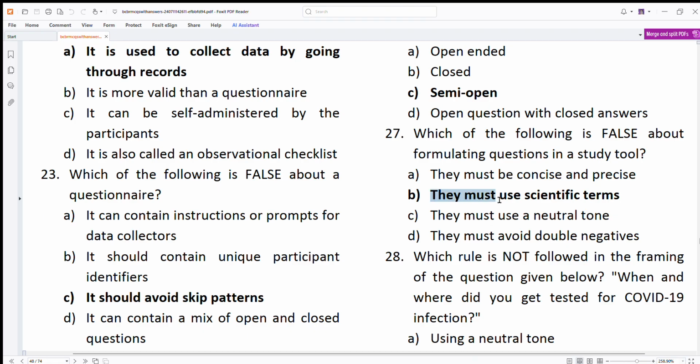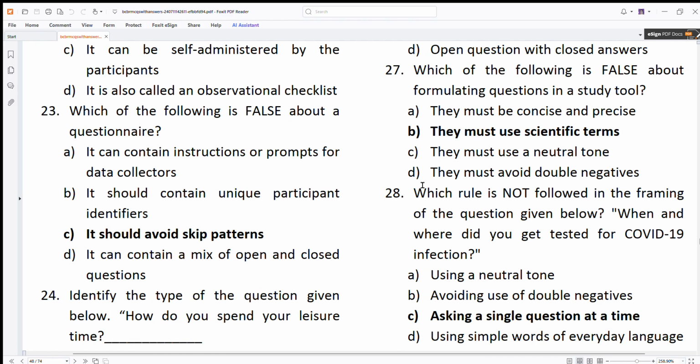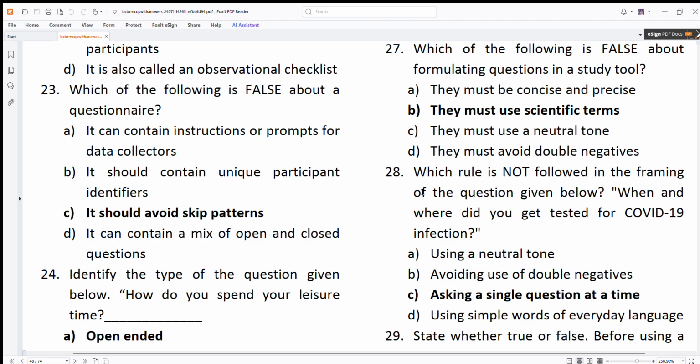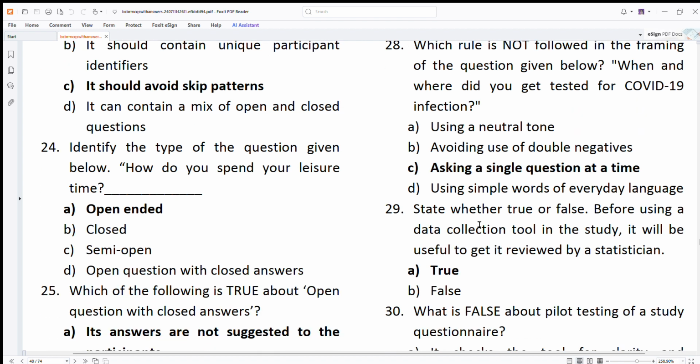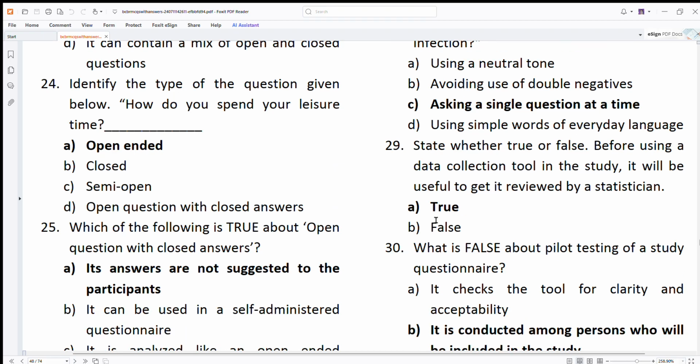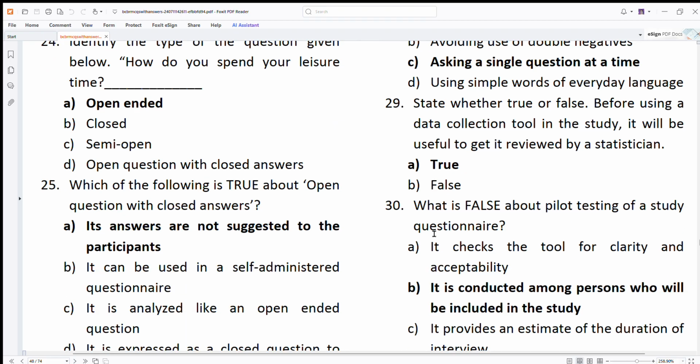False about what a question is. They must use no scientific terms is required in a study tool. Yeah, true. When and where did you get tested? Asking a single question. Yeah. When should be different, where is different, did you get tested? There are three questions in this. Whether pretesting before using a data collection tool is useful. Yes, true.